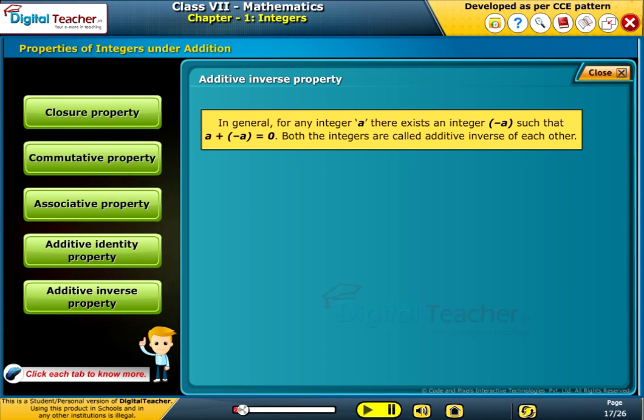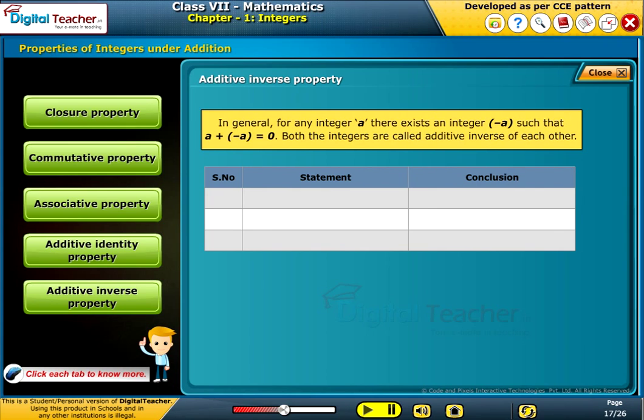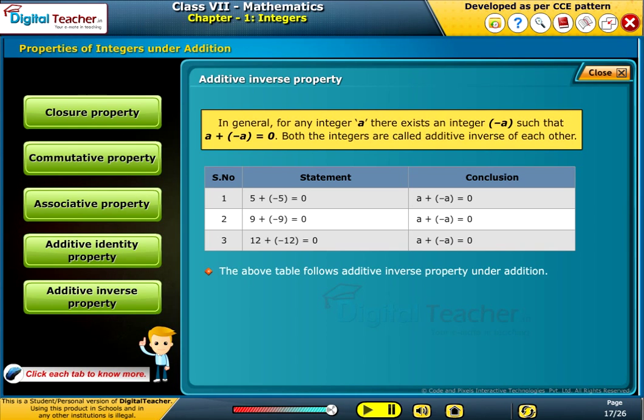Additive inverse property defines that for any integer a, there exists an integer minus a such that a plus of minus a is equal to 0. Both the integers are called additive inverse of each other. In the first statement, 5 plus of minus 5 is equal to 0, and it concludes that a plus of minus a is equal to 0. Same for the second and the third statements as shown in the table. Therefore, the above table follows additive inverse property under addition.